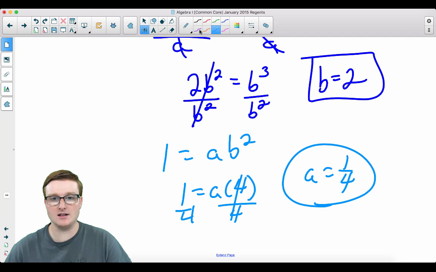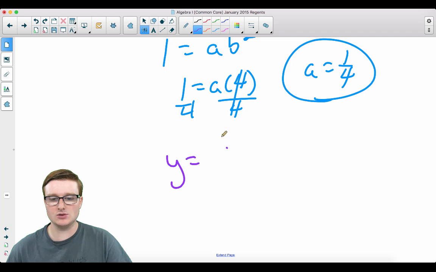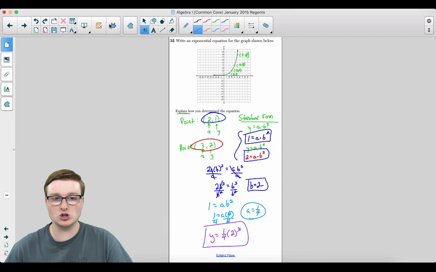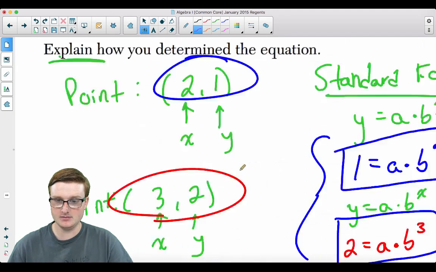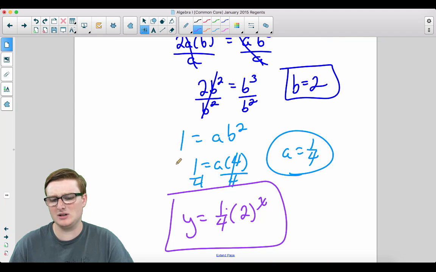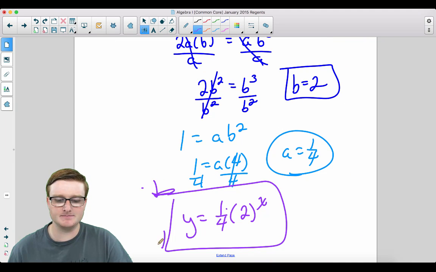So now we have our values. Your equation is actually going to be y equals 1/4 times 2 raised to the x power. Ladies and gentlemen, this is your exponential equation. All right, and that's basically how you do that question. Is it confusing? Absolutely it is, but this is how you do it.